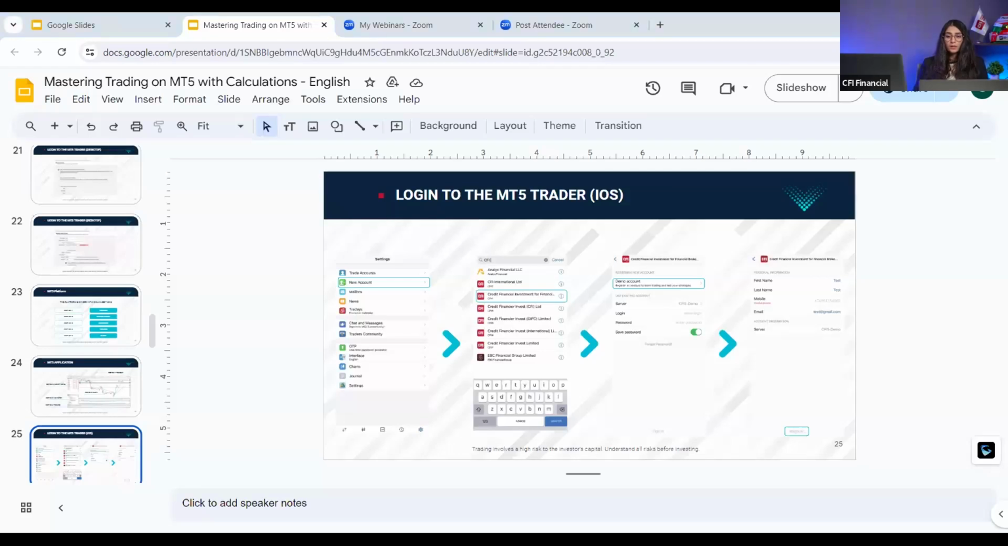Okay. So I'm just going to go over again how you can open an account or enter your existing account. Can everyone see my screen? One second. Okay.